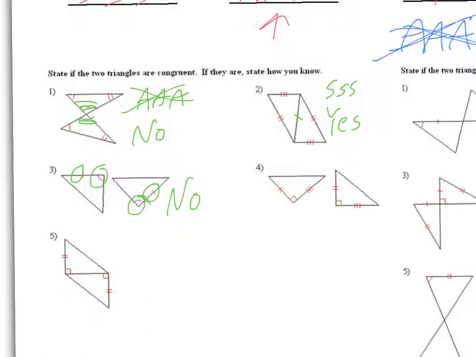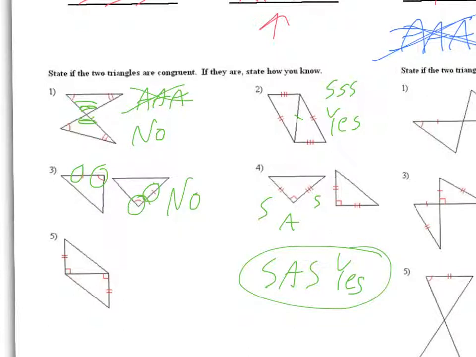Number three, we have a side and an angle, but nothing else. So the answer is no, because we need more information than just angle, side, or side, angle. Number four, we have side, angle, side. So yes, that is a way to prove triangles congruent. And number five, this segment is congruent because they share it, which leaves us with side, angle, side. So yes, that can also be proven congruent.